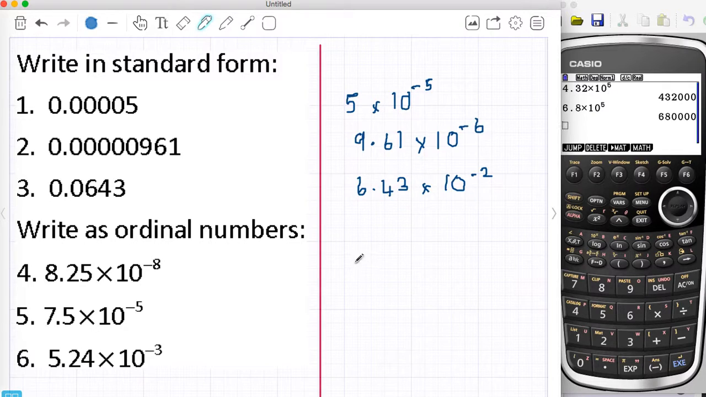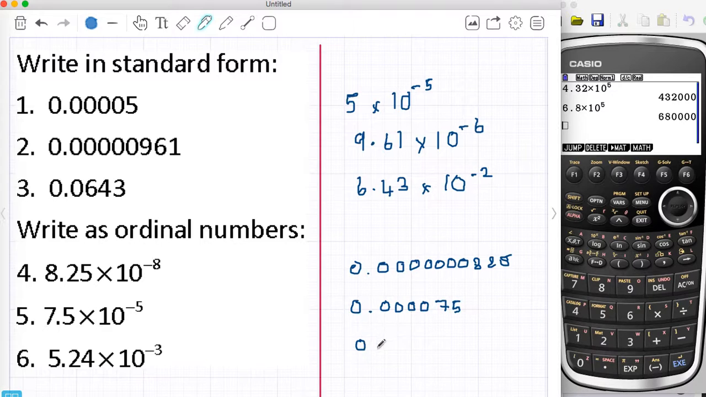Right, as ordinary numbers, so this one's going to be 0.1, 2, 3, 4, 5, 6, 7. That's 8 altogether, including the one before. 825. 5, 1, 2, 3, 4, 5. There you go, I can count very well.